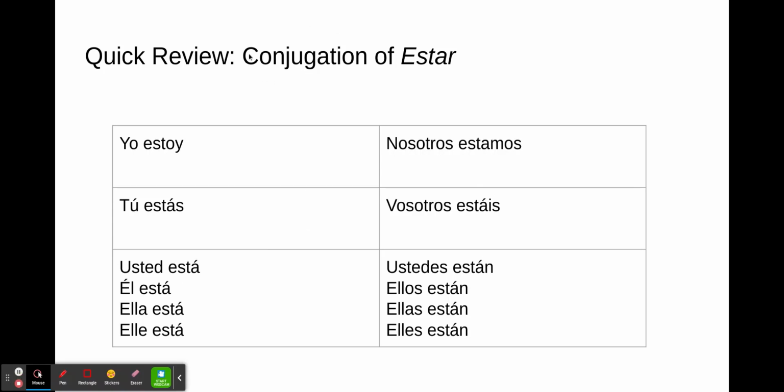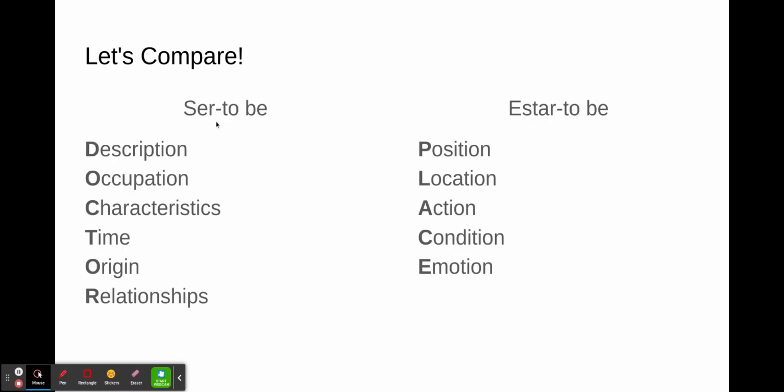All right, now that we have reviewed the conjugations of ser and estar, let's take a look at when we're going to use each verb. For the verb ser, we're going to use the acronym doctor. So, descriptions of things, occupations, what people do for work, characteristics, either physical or characteristics of people's personality, telling time, describing someone's origin or where they're from, as well as their relationships to other people.